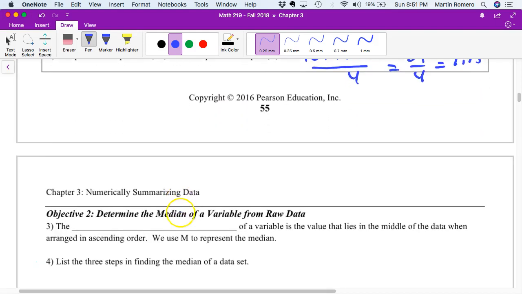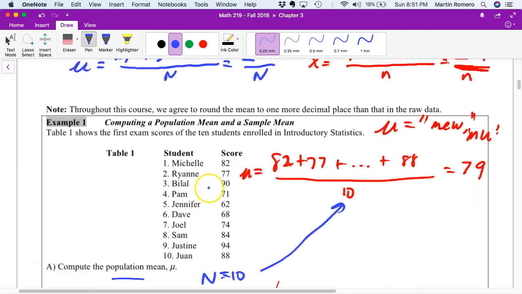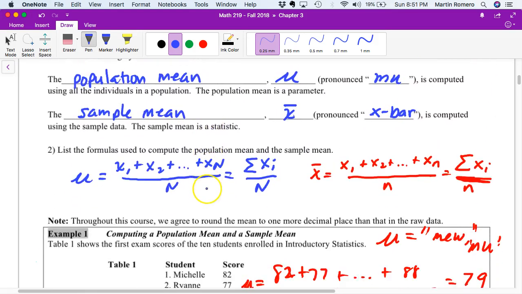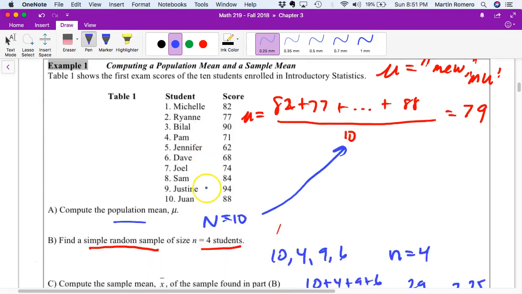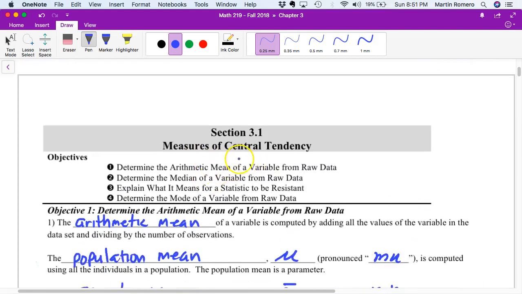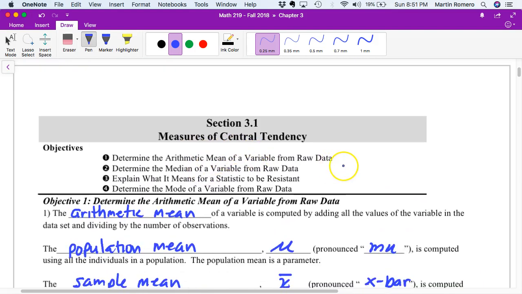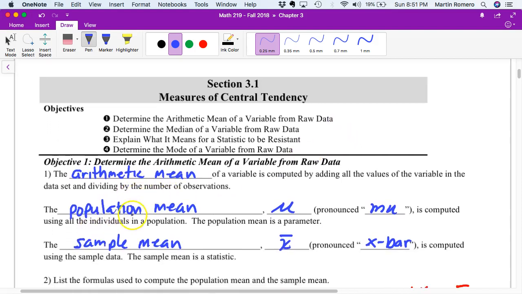And so that's what we're looking at for calculating the arithmetic mean, population and sample. And that is what we call a measure of central tendency, because it's telling a story of where the middle of the data is. So that's part one of the video.